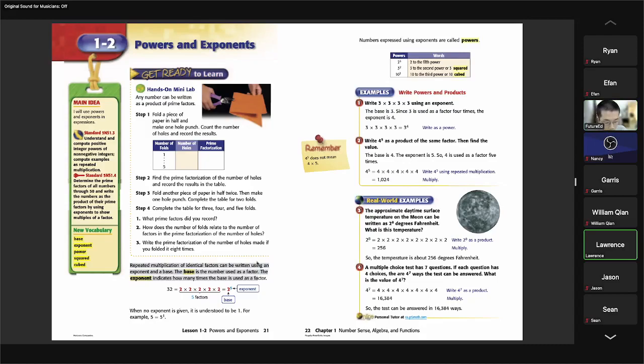Repeated multiplication of identical factors can be written using an exponent and a base. The base is a number used as a factor. The exponent indicates how many times the base is used as a factor. As we see in this example, 32 can be broken down into its prime components. We see that 32 can be broken into 2 times 2 times 2 times 2 times 2.